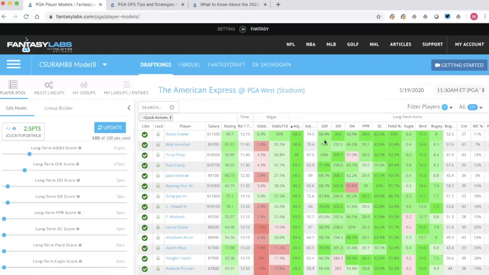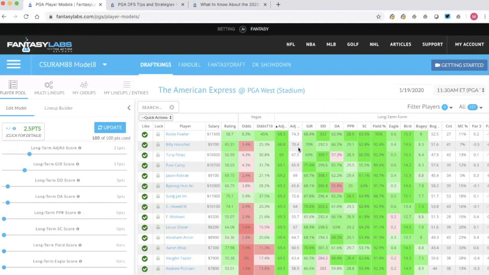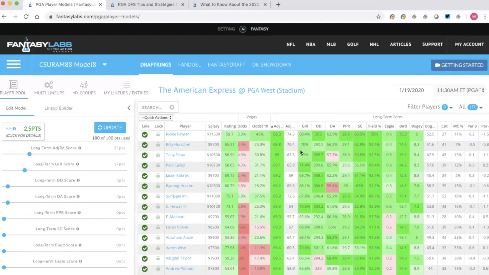Greens in regulation is, again, how often the player is making greens in regulation. Over the long term, 75 weeks, greens in regulation is important because you can't make birdies or eagles for the most part unless you're on the green in regulation. So you want guys who are going to be getting you opportunities to score because, in addition to finishing position, birdies and eagles and pars, those are the things that are going to give you your fantasy points in a given week.